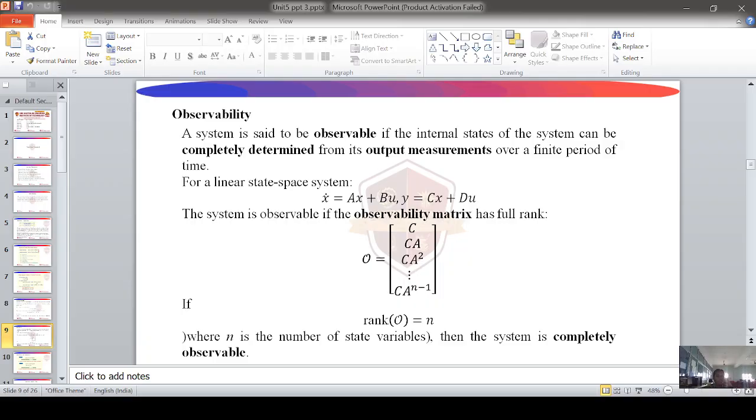So the observability matrix is C, CA, CA square, till CA power n minus 1. We have to find the rank of the matrix, which should be equal to n. Here n is the number of state variables when the system is completely observable.